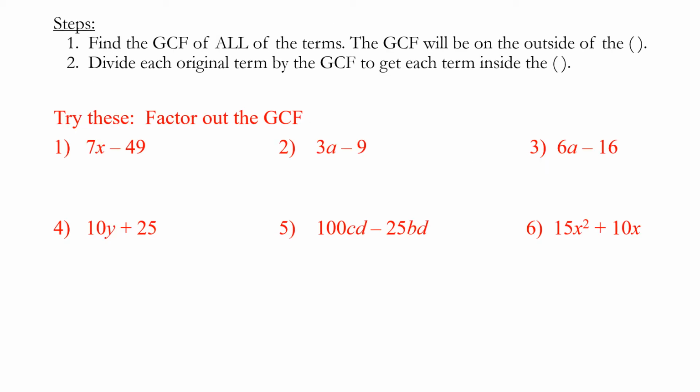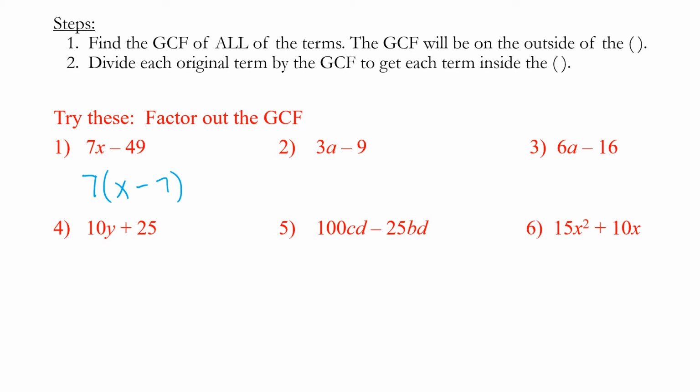So taking a look at these, we have 7x minus 49. I realize that the greatest common factor of 7x and 49 is 7. So I'm going to put 7 outside of the parentheses and divide each term by 7. So 7x divided by 7 is x, minus, and 49 divided by 7 is 7. So 7 times (x minus 7).